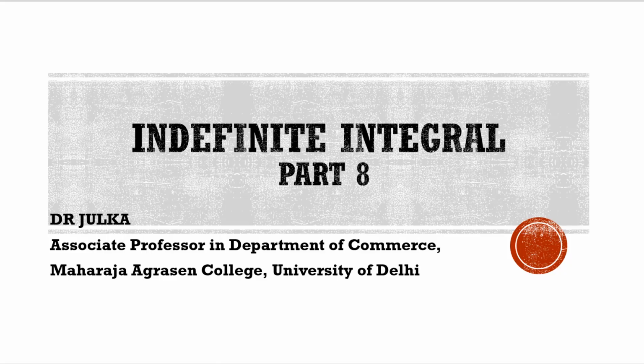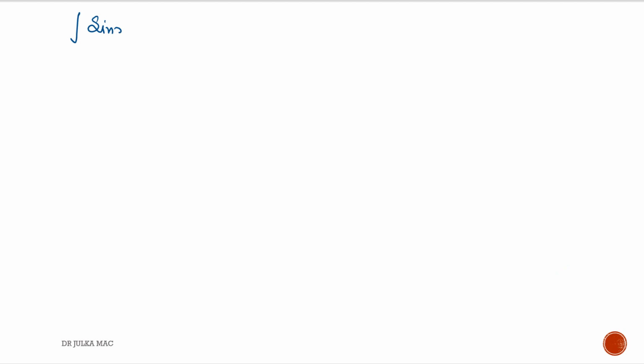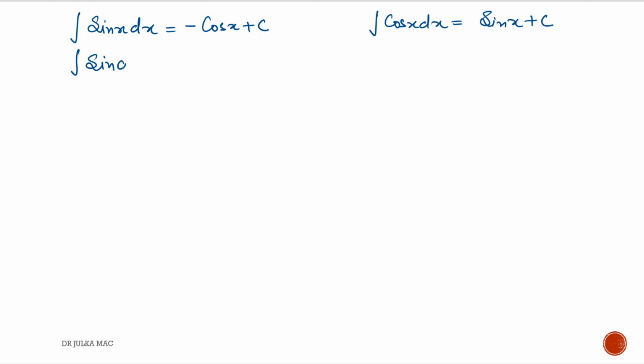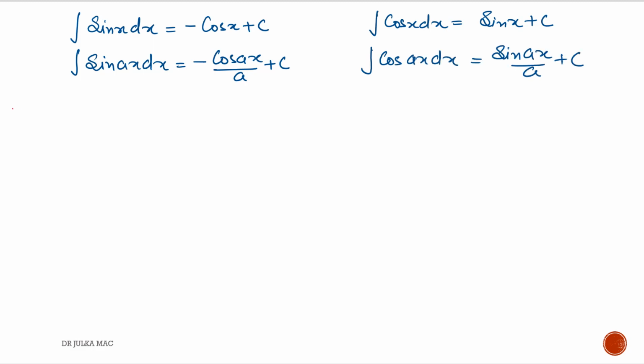Today in Indefinite Integral Part 8, we will talk about integration of sine and cos functions. Integration of sine x with respect to x is minus cos x plus c. Integration of cos x with respect to x is sine x plus c. Integration of sine ax equals minus cos ax upon a plus c, and the integration of cos ax with respect to x is sine ax upon a plus c.